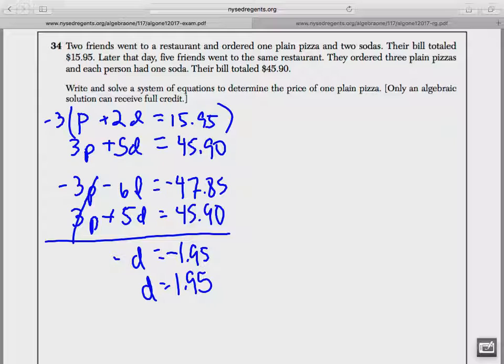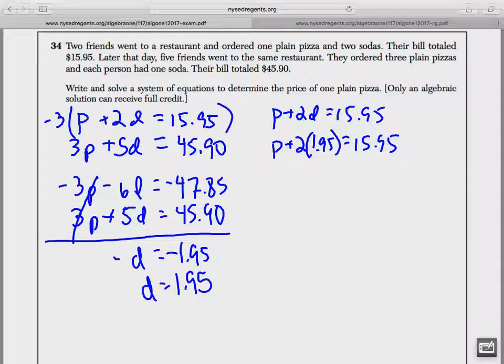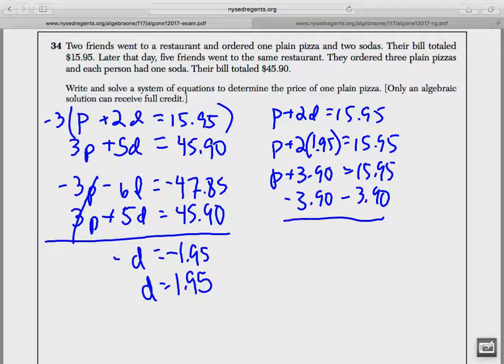Now I need to find the cost of the pizza, and I think the original equation is the easiest one to use. Pizza plus 2 drinks is $15.95. So a pizza plus 2 times $1.95 is $15.95. 2 times $1.95 is $3.90. Minus the $3.90, the pizza is $12.05.